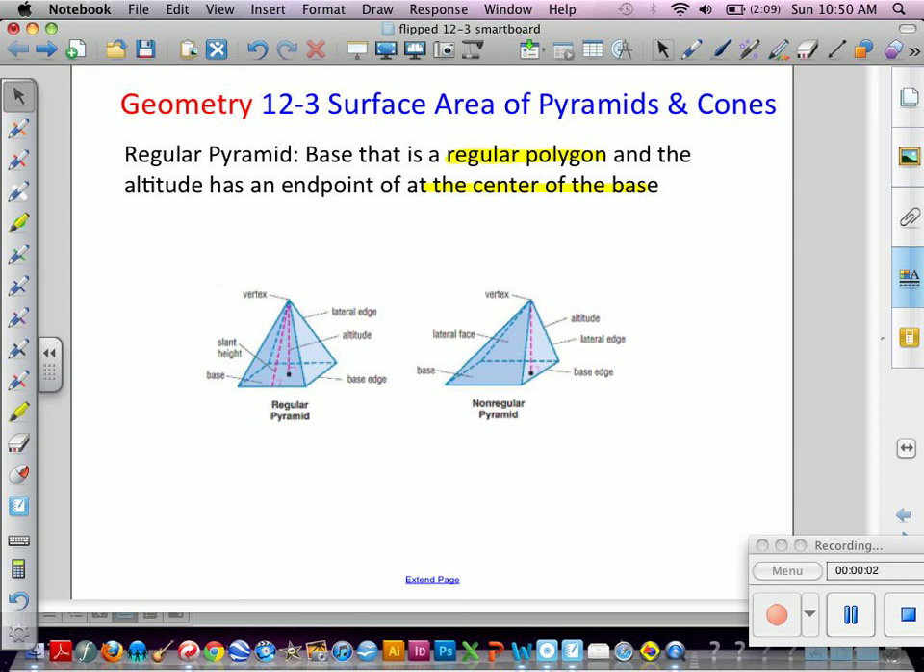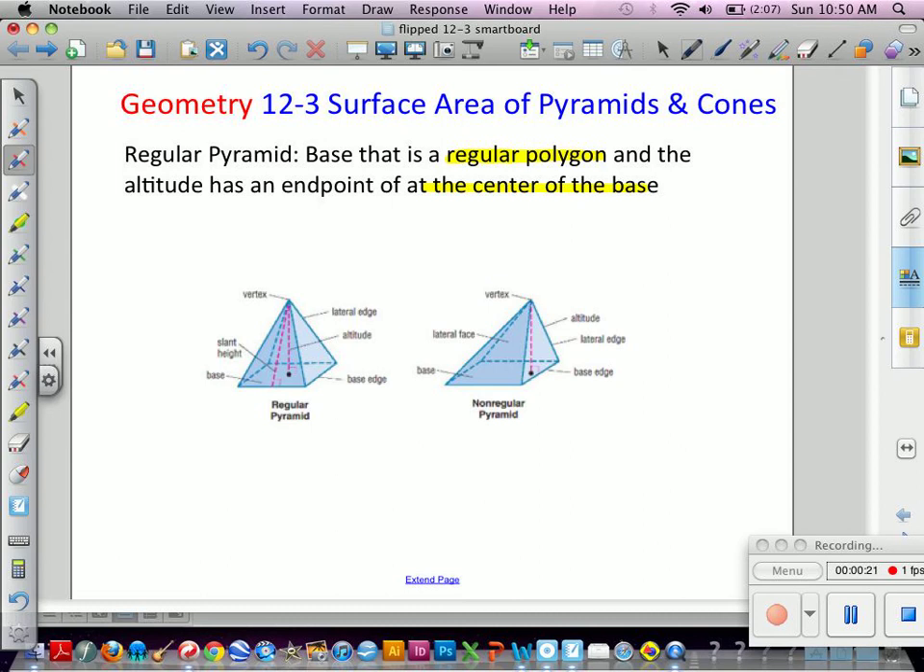Hello, geometry students. Yesterday in your lesson, you learned how to find the surface area of prisms and cylinders, and you talked about the lateral area and the total surface area. Today in our lesson, we're going to talk about surface area of pyramids and cones.